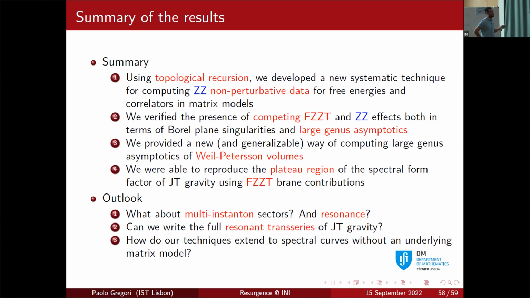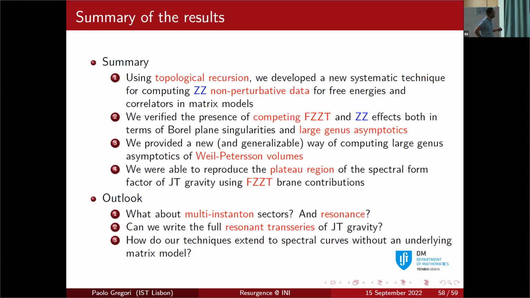And we would like to include them, and probably the hardest task would be to be able to write down the full resonant transseries for JT gravity. Because, as I told you, on top of being a matrix model in which we know that resonance is at play, we have this weird structure of saddles in which all instanton actions are multiples of each other with alternating signs. So we expect a very non-trivial structure there.